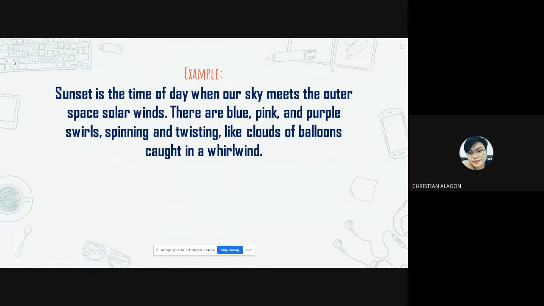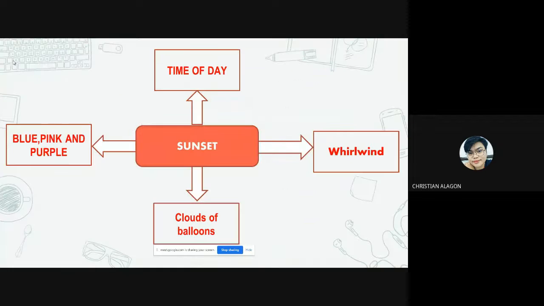So I have here an example. Sunset is a time of the day when our sky meets outer space solar wings. There are blue, pink, and purple swirls spinning and twisting like clouds of balloons caught in a whirlwind. So the main idea or the main topic is sunset and the supporting idea is time of the day.